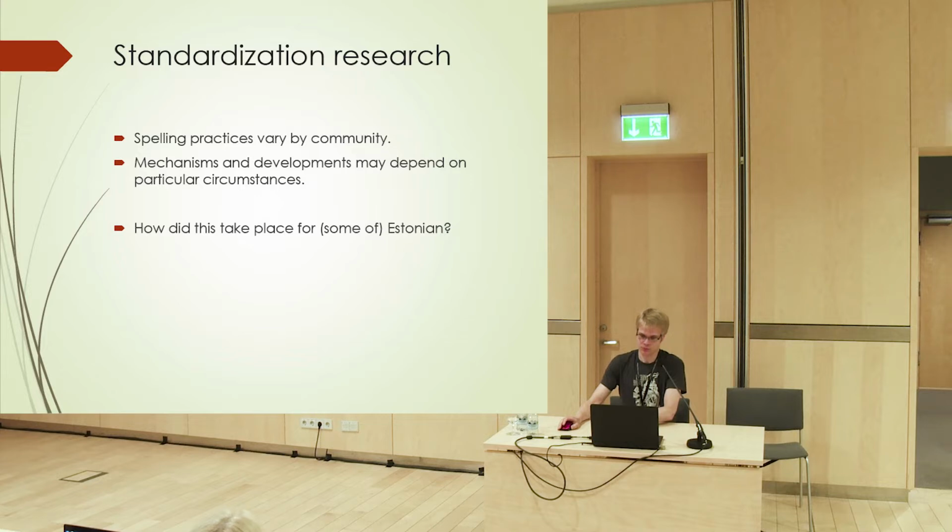So these spelling practices vary a lot by community, and the standardization research tries to look at which mechanisms are responsible for the spelling in particular communities. So what made people converge on the similar grammar? People from different dialects come together, but they start to use the same form somehow. And my research question has been how this took place in Estonian. So that's the context of the research that I'm going to talk about.